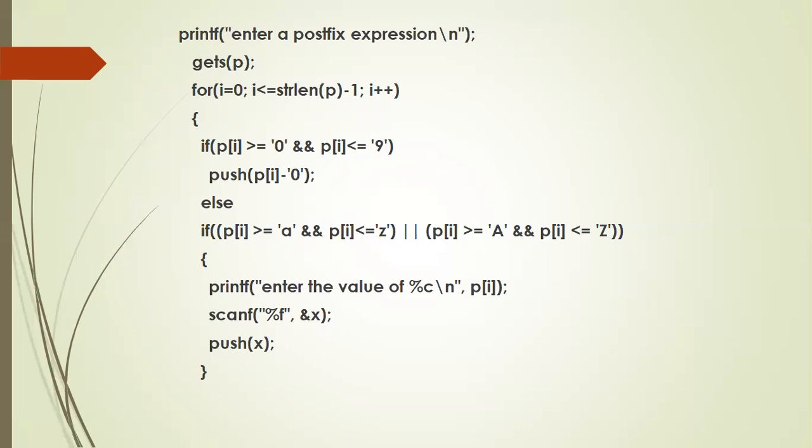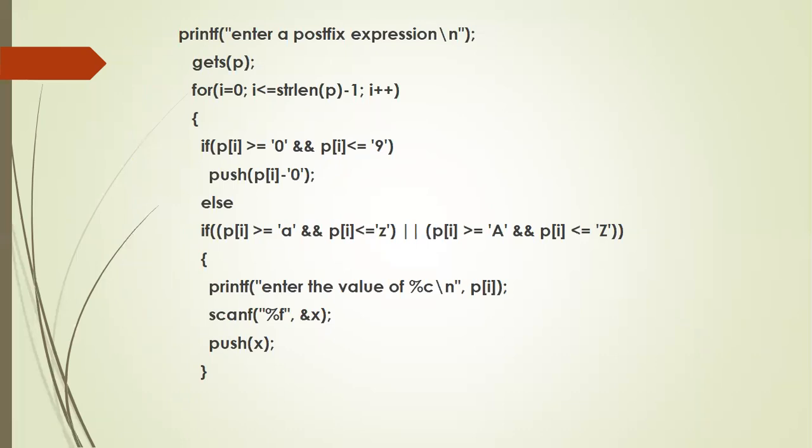When i equals 0, what's the symbol there? 5. Is that 5 between 0 and 9? Yes, 5 is between 0 and 9. What you do is simply push it onto the stack because it's an operand. Whenever an operand comes, what you have to do? You have to push it onto the stack.